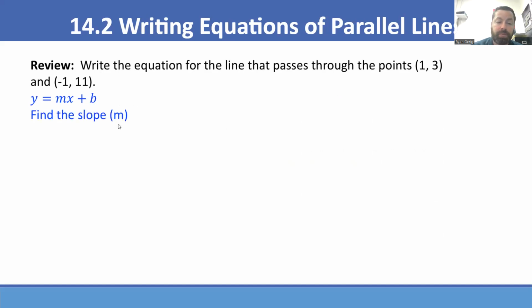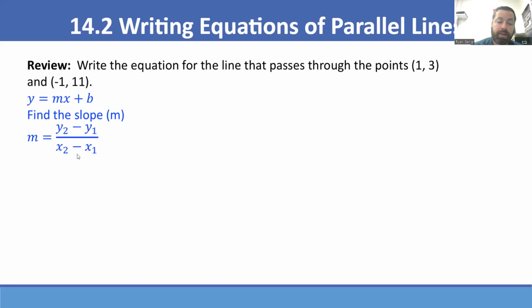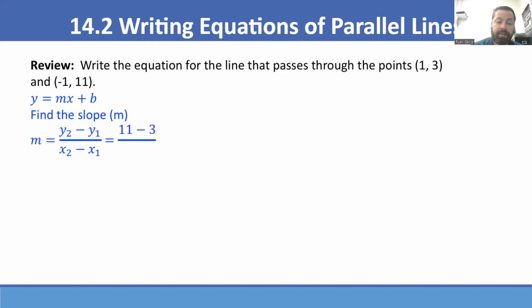First thing we need to do is find the slope. We have the slope formula, which is y2 minus y1 over x2 minus x1, and we're going to plug in the points. So y2 is 11 minus the y value of the first point, 3. x2 is -1 minus the x1, which is 1. 11 minus 3 is 8. -1 minus 1 is -2, so 8 over -2 reduces to -4. So my slope is -4.